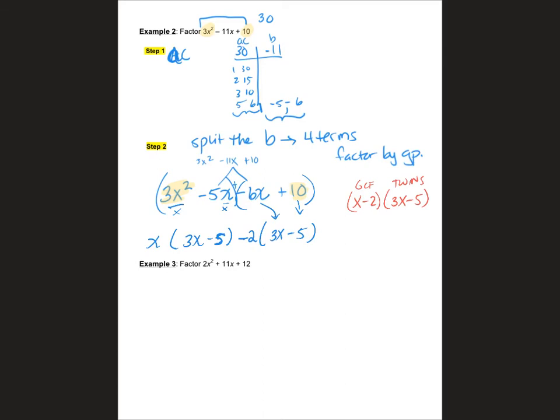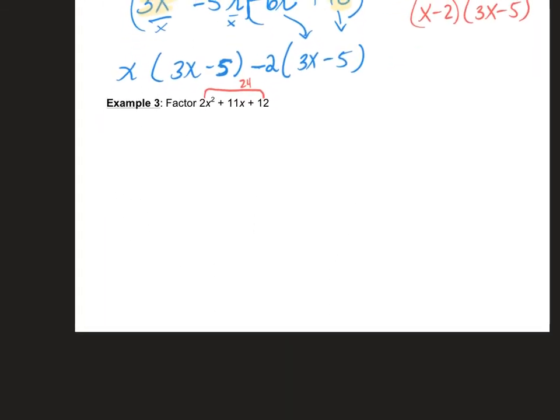And I'll do another one for you. So let's factor this one. Again, AC, so that's 2 and 12 becomes 24. So, let me zoom in. 2 things that multiply to 24 that add to 11. I already know it's 8 and 3, but if you didn't know that, you would make your table, which would be 1 and 24, 2 and 12, 3 and 8, 4 and 6.